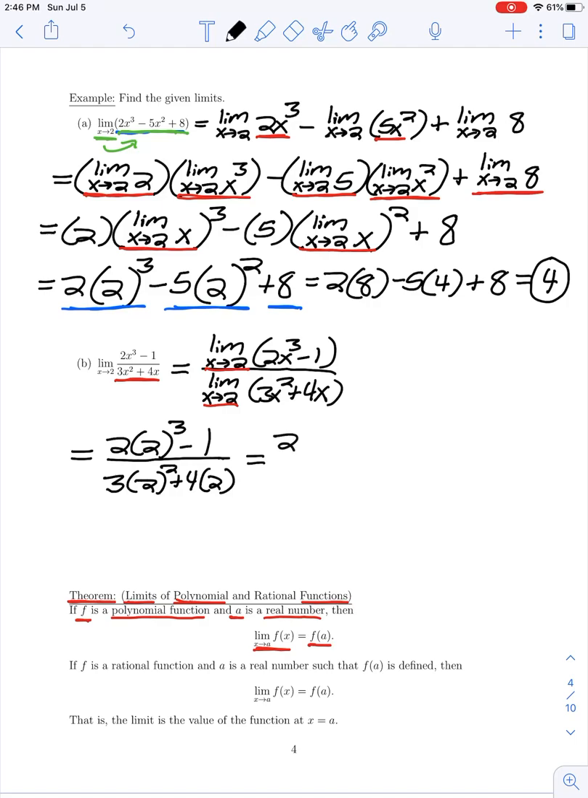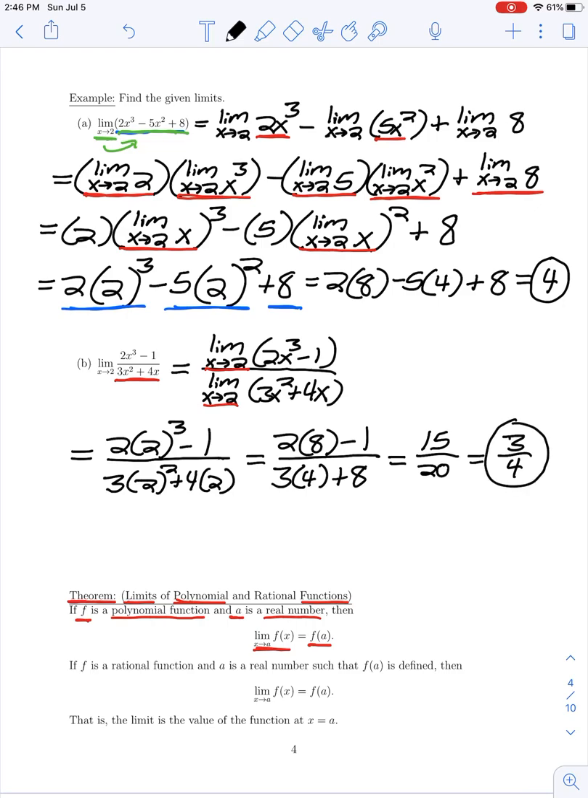So let's see what we're left with here. In our numerator, we have 2 times 2 cubed, which is 8, minus 1. And then divided by 3 times 2 squared, which is 4, plus 4 times 2, which is 8. So in our numerator, we have 16 minus 1, or 15, divided by 12 plus 8, which is 20, and this simplifies to 3/4 if we divide top and bottom through by 5.